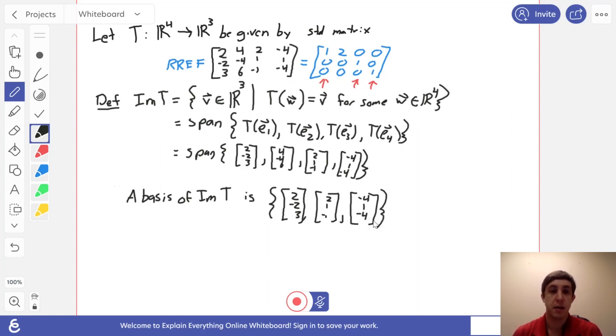So that is how we find a basis of the image of a linear transformation. Basically, reduce it to a problem we've already solved and go from there. In the next video, we'll talk about how to find a basis of the kernel of a linear transformation.